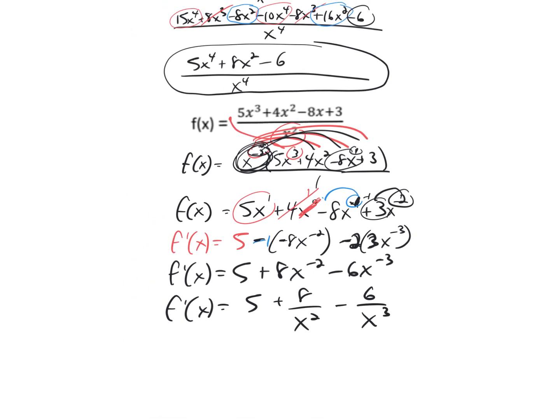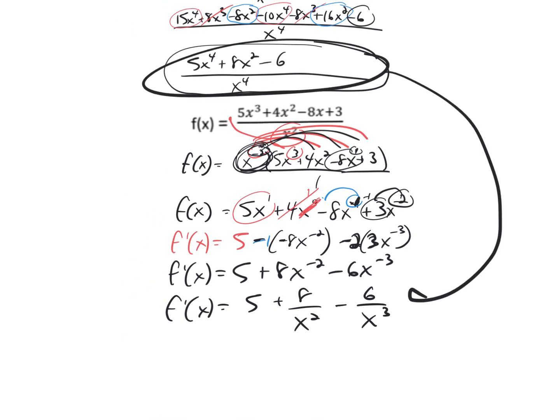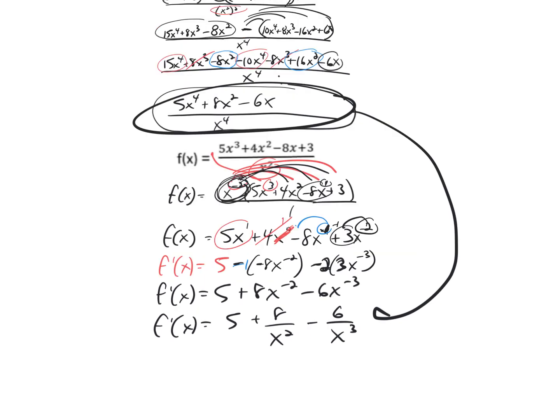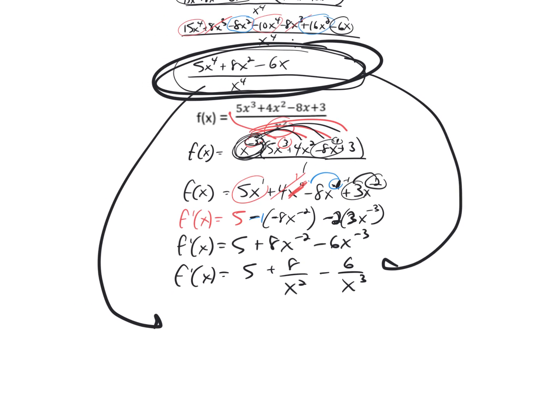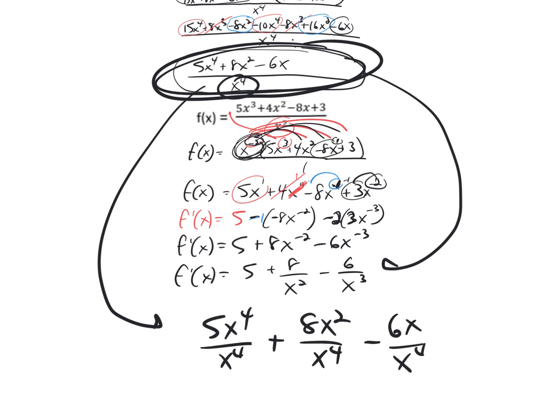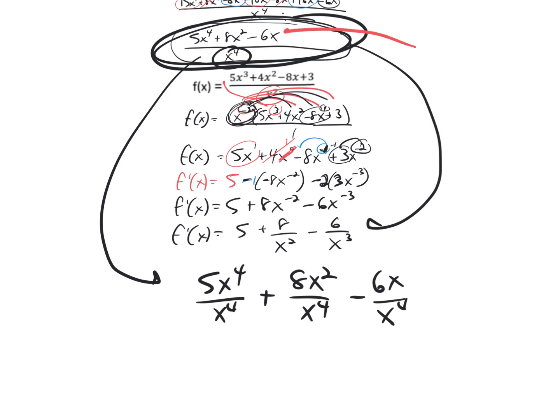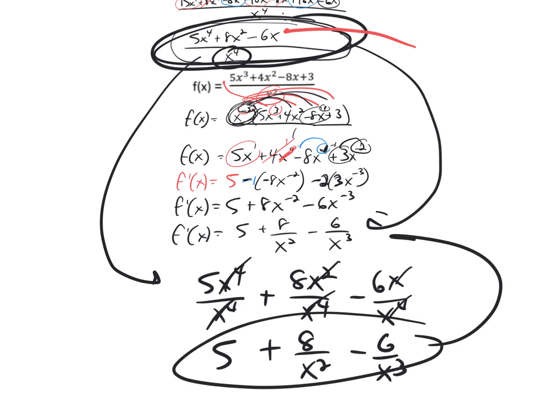Now, if you say to yourself, these two things don't look alike, if I were to simplify this, 5x to the fourth over x to the 4, I'm going to put everything over x to the fourth, plus 8x squared over x to the fourth, minus 6x over x to the fourth. By the way, I think this negative 6x should be there. When I simplify this, I have 5 plus 8 over x squared minus 6 over x to the third, which is what I had from simplifying.